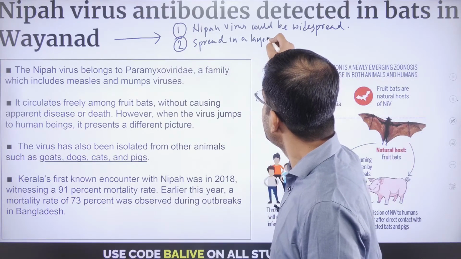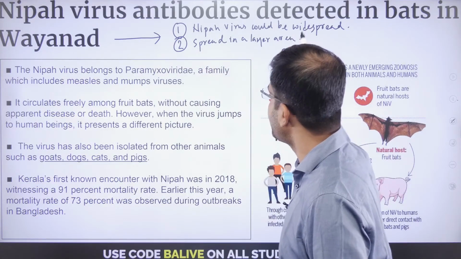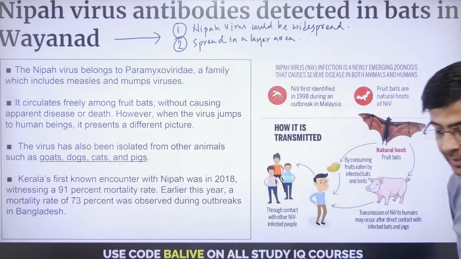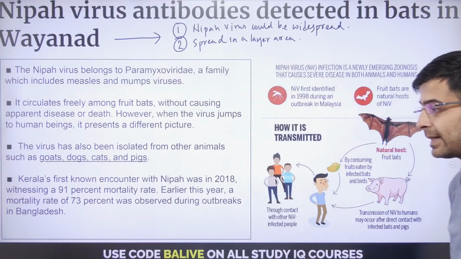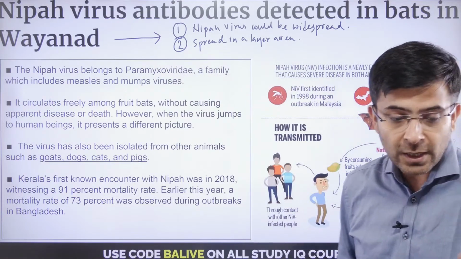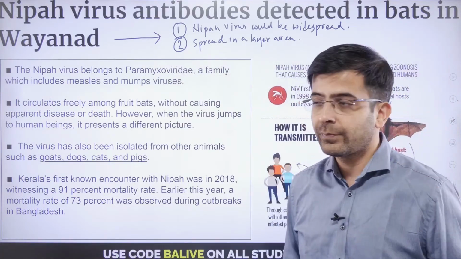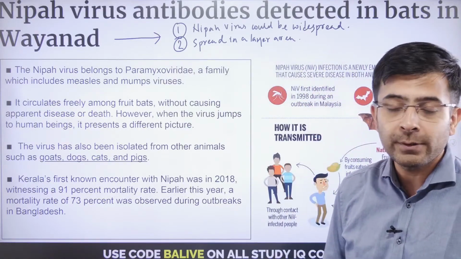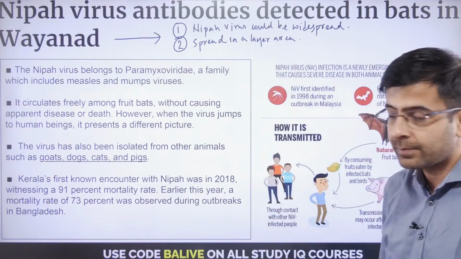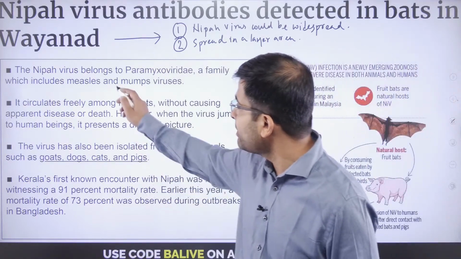These are the two connotations of this statement. Now, first let's understand NEPA virus. In the past we have done this extensively. Just go ahead and quickly revise for your convenience. How many times do you revise? Okay, so let's look at it. NEPA virus essentially belongs to the same family as mumps and measles.